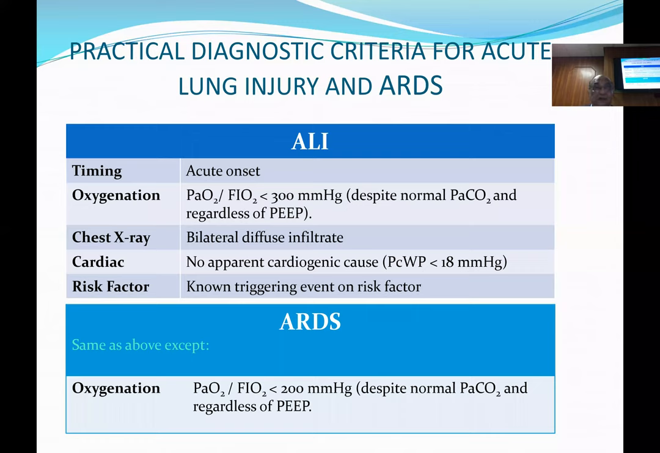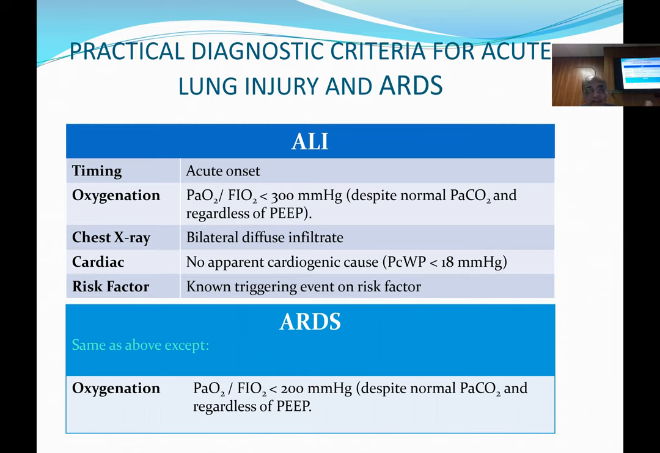ALI may mean bilateral, with no apparent cardiogenic cause. Pulmonary capillary wedge pressure should be less than 18 millimeters of mercury. Risk factors: known triggering events. On the risk factor, you already know what is happening with the patient.